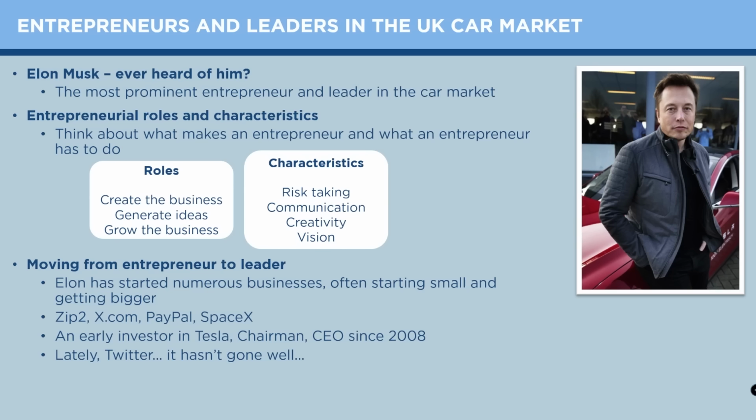Another point in that unit, the last topic in 1.5, is moving from an entrepreneur to a leader. Elon Musk has started numerous businesses, often starting small and then getting bigger and bigger. If you look at the most recent history, he's been with Zip2, X.com, SpaceX, PayPal. He was an early investor in Tesla. He's been the chairman and CEO for the last 15 years. He's also now in charge of Twitter. The businesses have grown quite a lot, and he's become incredibly rich.